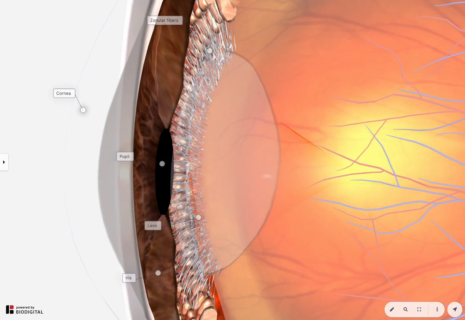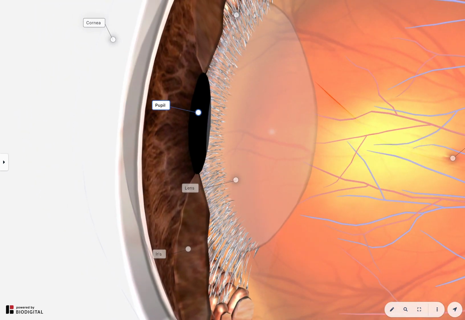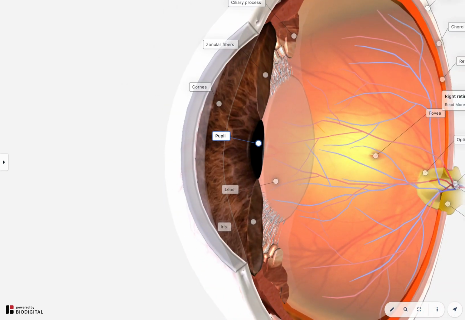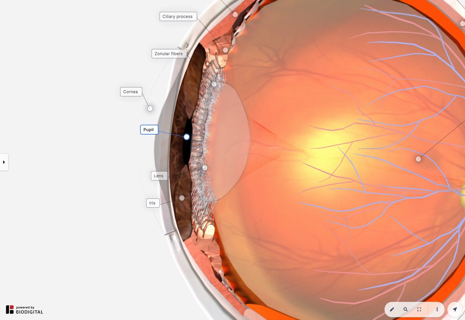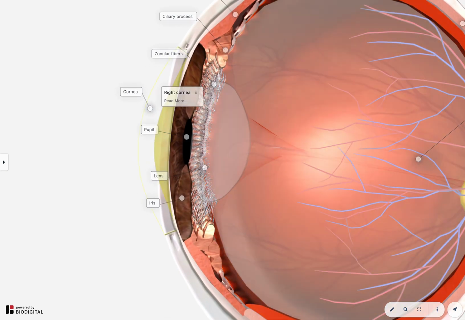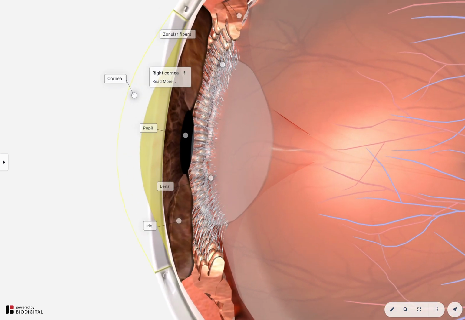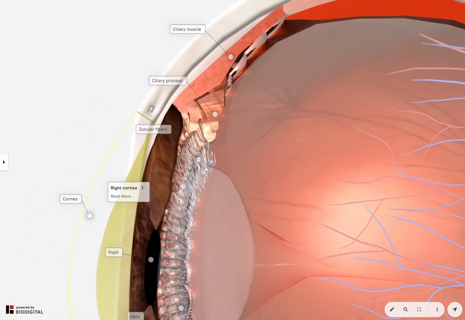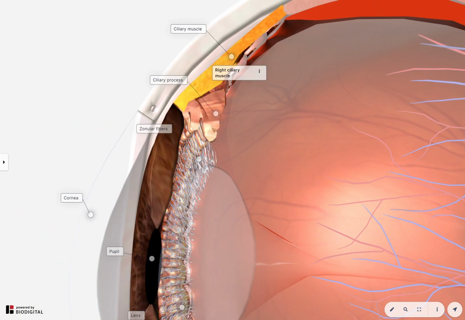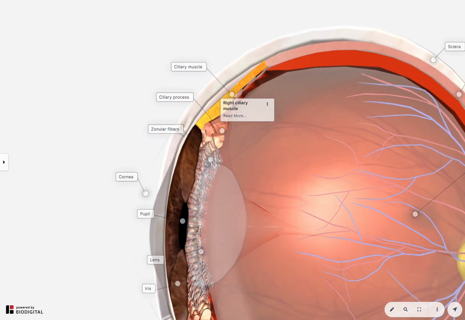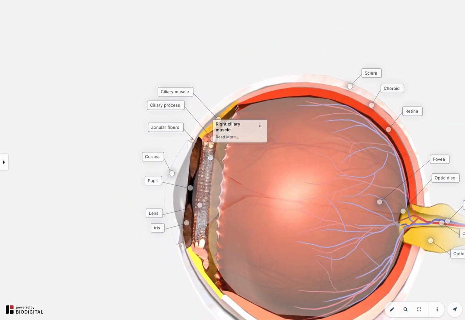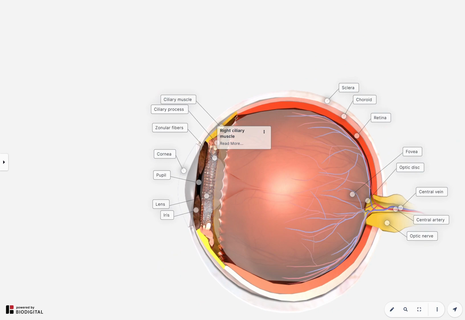This black part over here is the pupil. Then you have the lens over here, which is translucent, followed by the iris, the colored part of the eye, and the cornea, which is the outermost thin transparent layer of the eye. And you have the ciliary process and the ciliary muscle, which helps in changing the shape of the lens present in the eye.